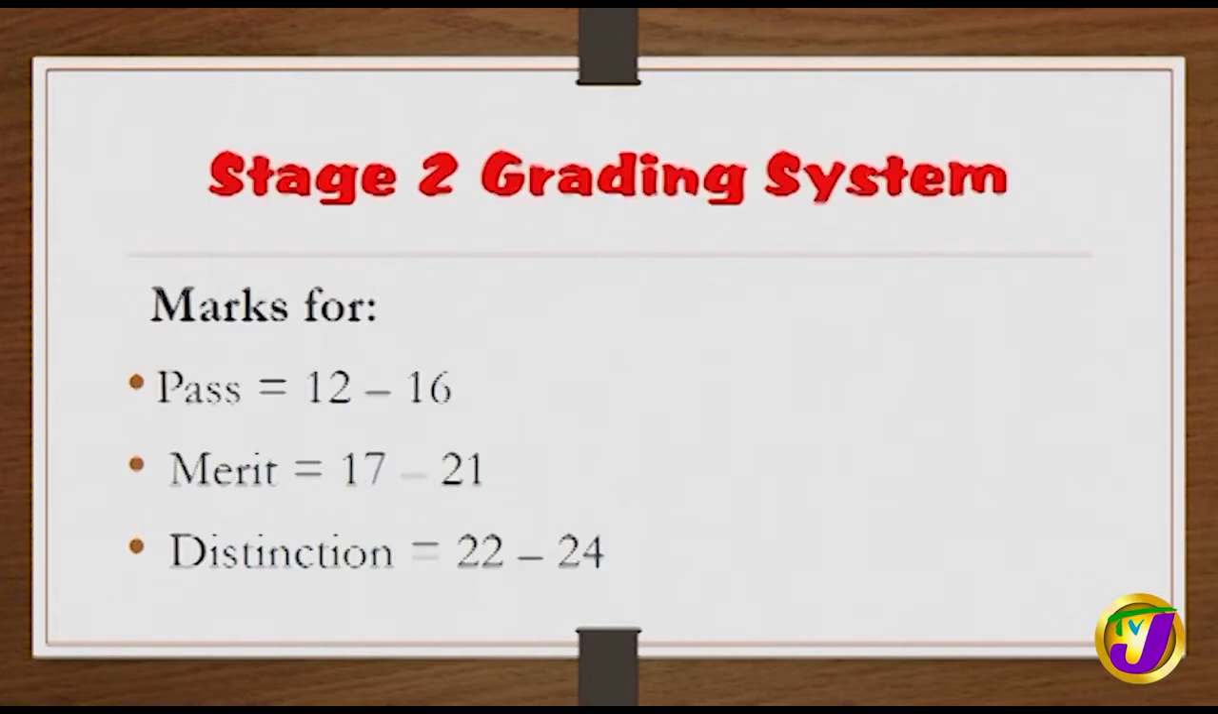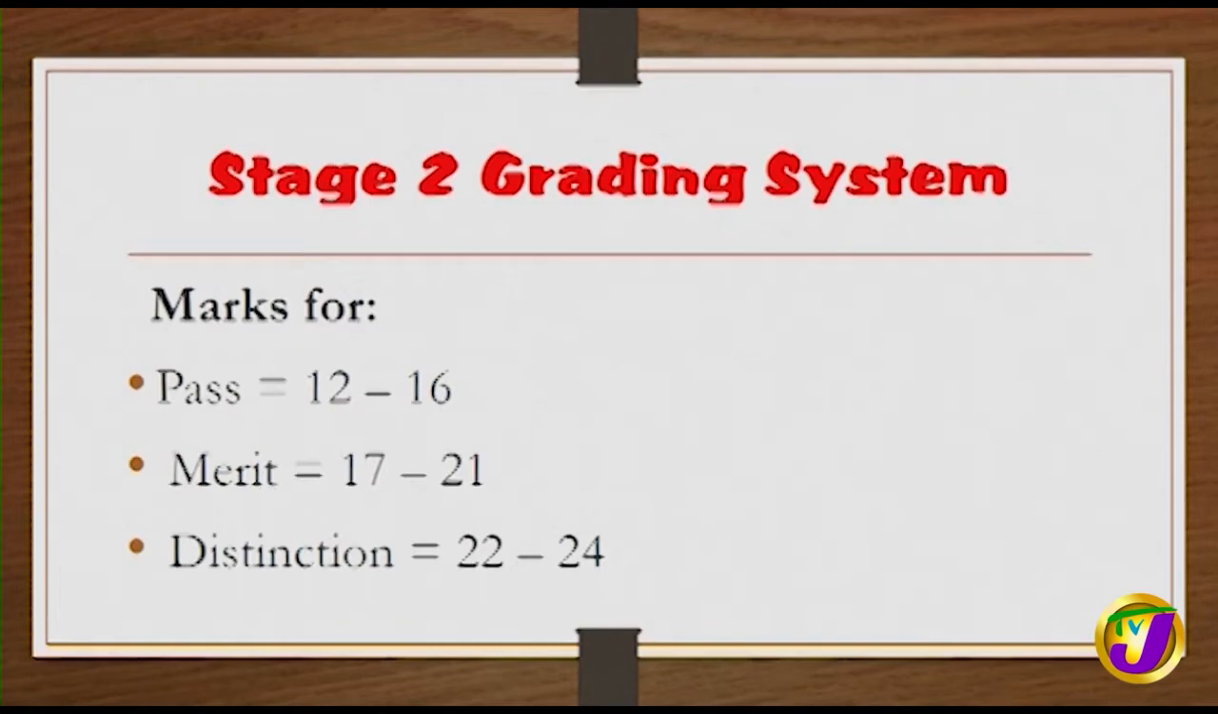What happens at stage 2? If you score 12 to 16 marks, you earn a pass. And I don't want you to get that. I want you to do more than pass. So you're going to work for a merit or a distinction. In order to get a merit, you have to score between 17 and 21 marks. And to earn a distinction, it has to be 22 to 24 marks at stage 2.